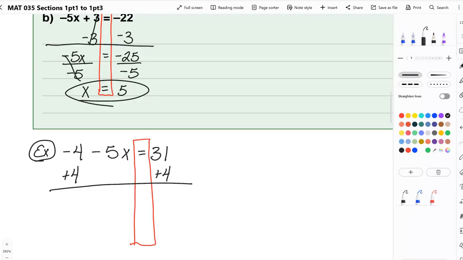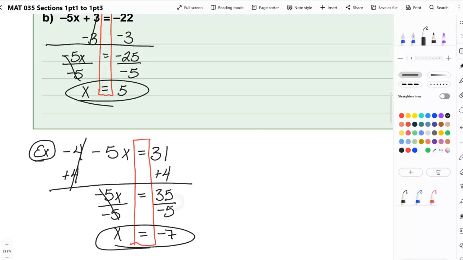Math is always fair. So look, negative 4 plus 4 is going to zero out. I'm going to be left with a negative 5x there. And then 31 plus 4 is a 35. So now I have negative 5x equals 35. And I'm going to divide by a negative 5. I'm doing opposites. I have negative 5 times x, and the reason I'm choosing division is because the opposite of times, or multiplication, is division. Now those negative 5s are going to cancel out. Negative 5 divided by negative 5 is a 1. So this is 1 times x, which is x. And 35 divided by negative 5 would give me a negative 7.